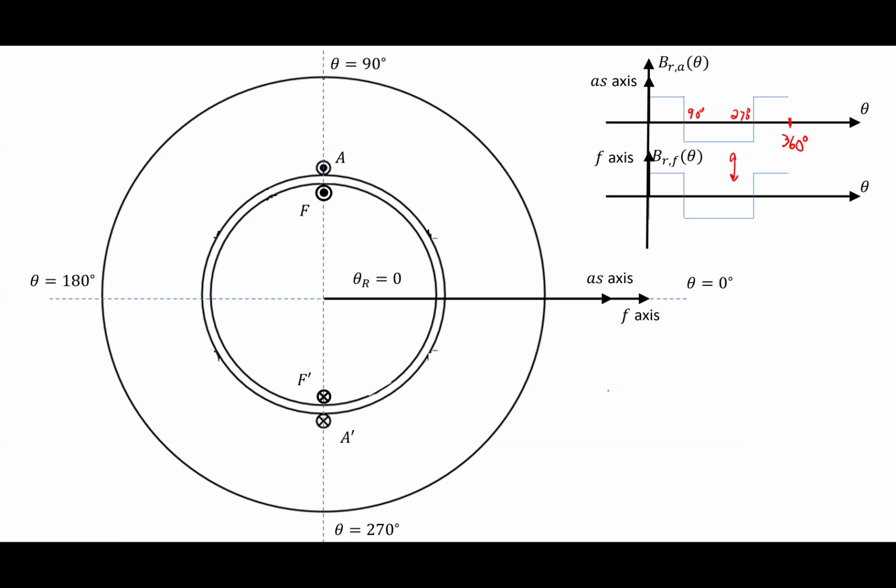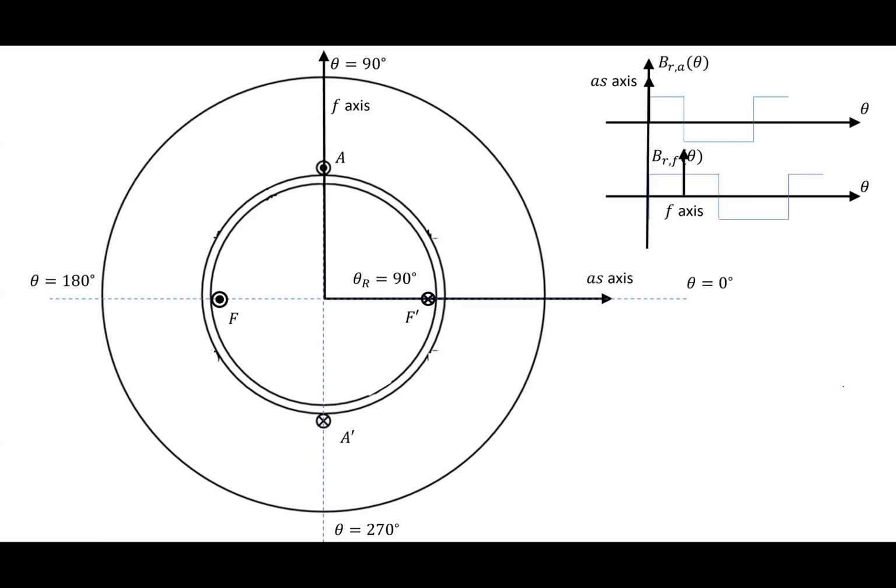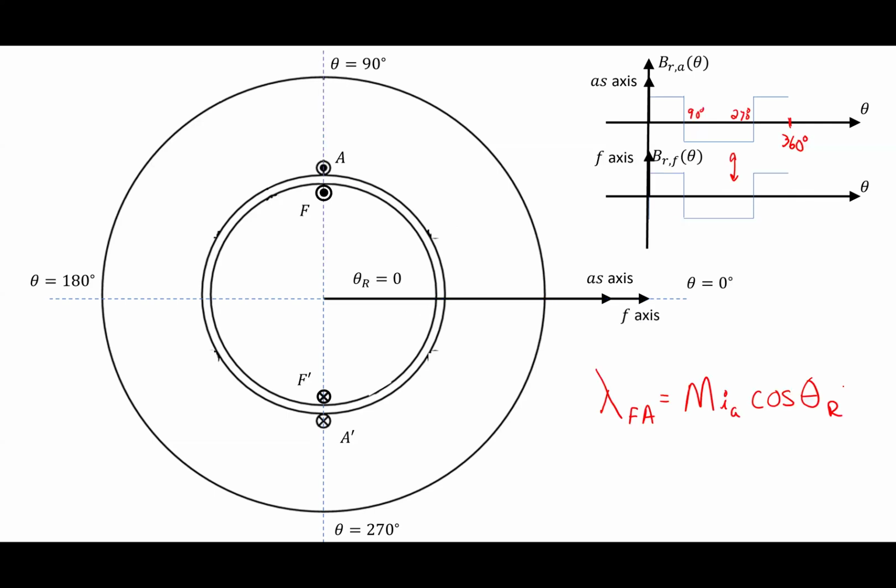So again, just like I did before, I can say the flux in F from A would essentially be some constant value times whatever the A phase current is, times the cosine of the angle between them. So at this particular angle, theta R, the B field passing between the coils is at its maximum.